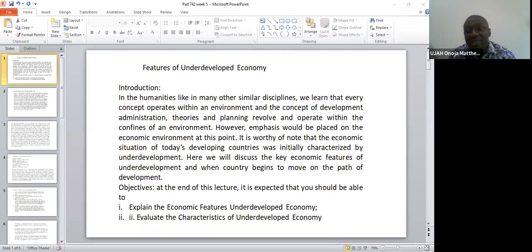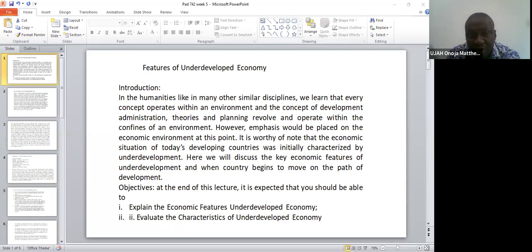So there are so many understandings that are given to the issues of underdevelopment, so many explanations, so many theoretical underpinnings that guide an understanding of what underdevelopment is about. So for the purpose of this course, we say that in the humanities, like in many other similar disciplines, we learn that every concept operates within an environment, and the concept of development administration, theories, planning, revolve and operate within the confines of the environment. However, emphasis will be placed on the economic environment at this point.